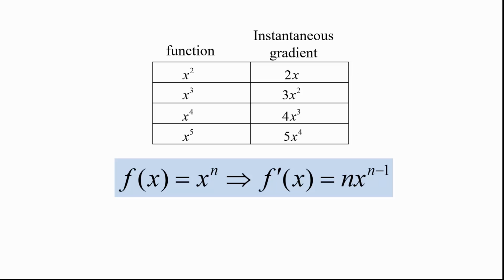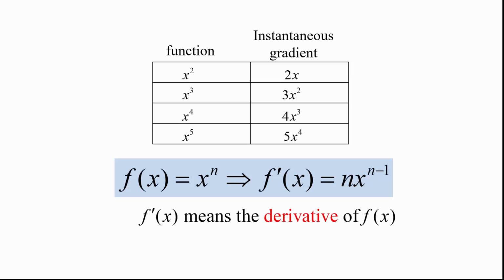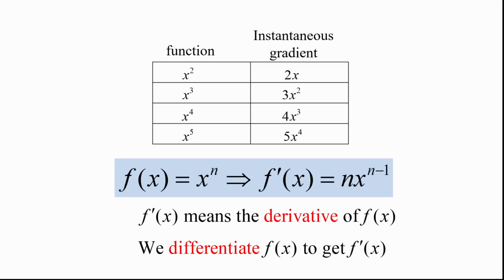We can generalise. Let's suppose our function f of x is x to the power of n. When we obtain the instantaneous rate of change, we will end up with nx to the power of n minus 1. Can you see how that works? Just compare it to the values that we have in the table. F dash x means the derivative of the function f of x. Or another way of saying that is that we differentiate f of x to get f dash x. So differentiation means obtaining the instantaneous rate of change.